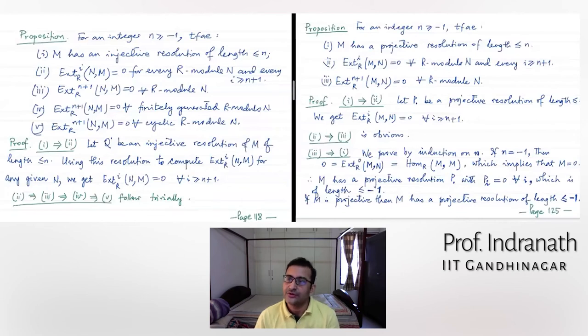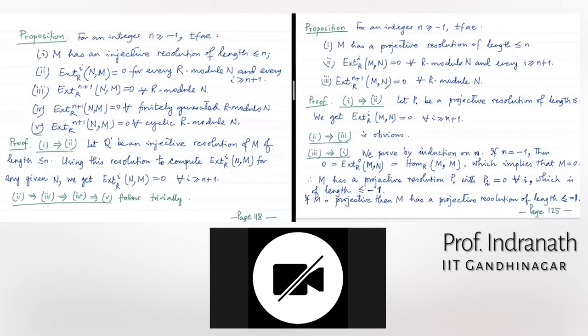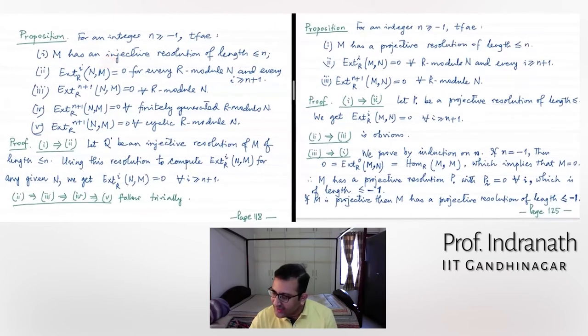So injective resolution is decided with respect to which variable? I mean, the first or the second one? The first one is the variable, and the second one is the module that you are working with. Here, on the other hand, the second one is the variable, and the first one is the module that you are working with.